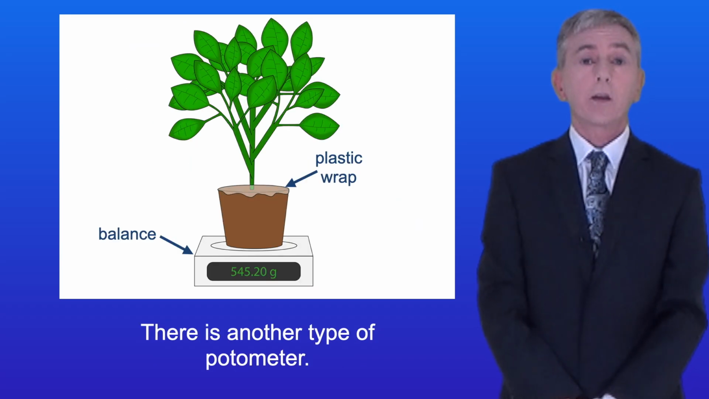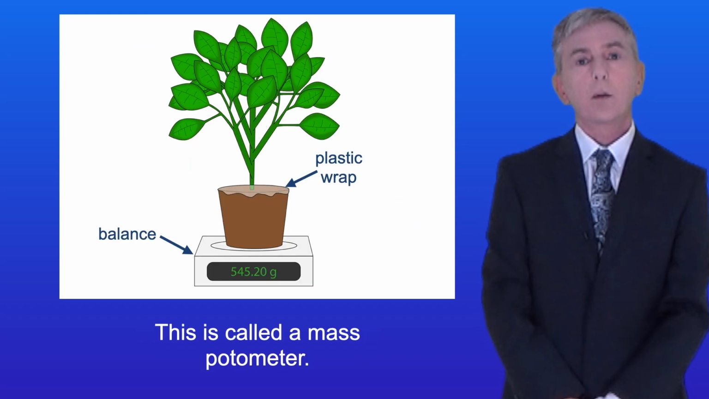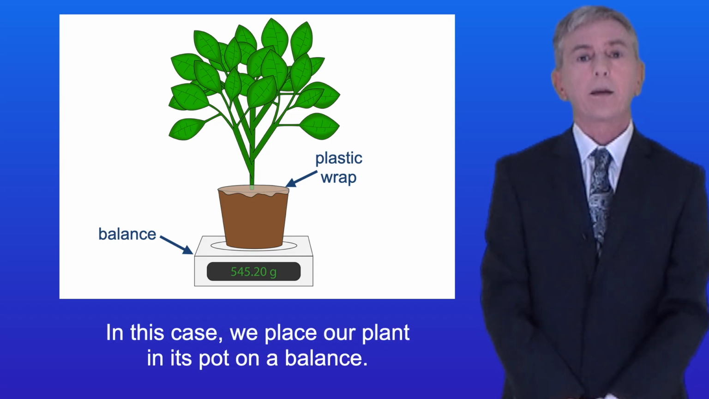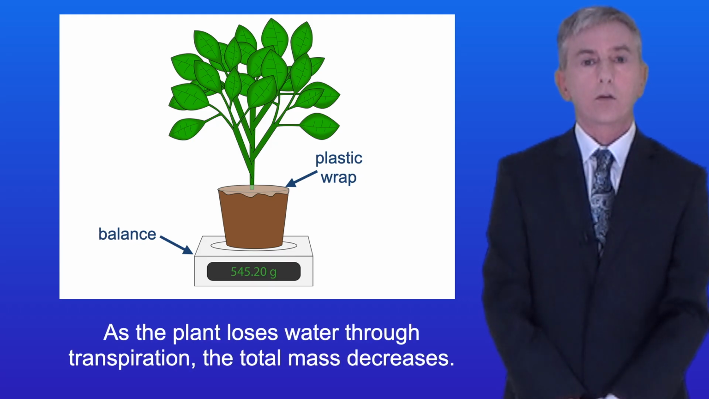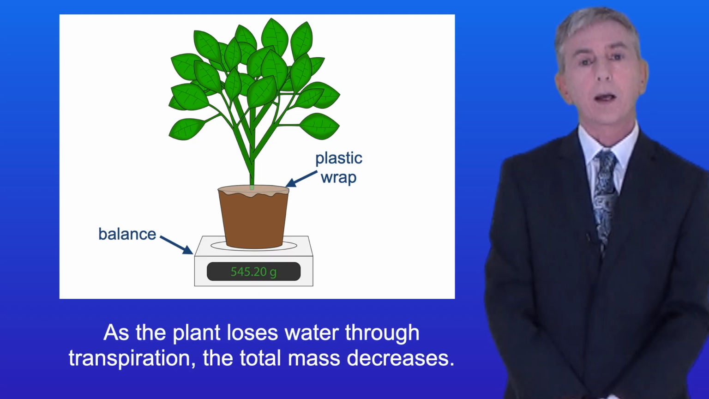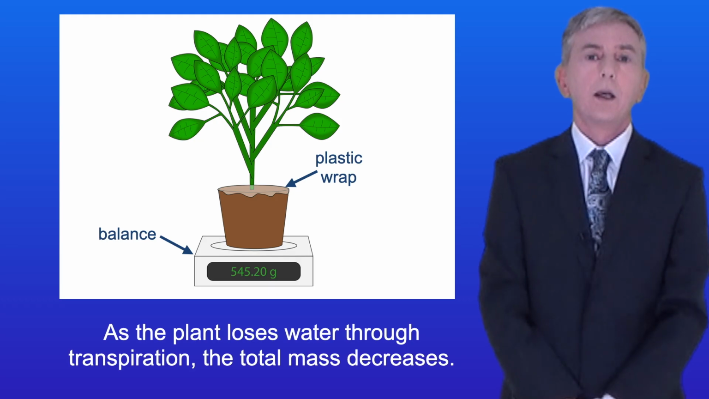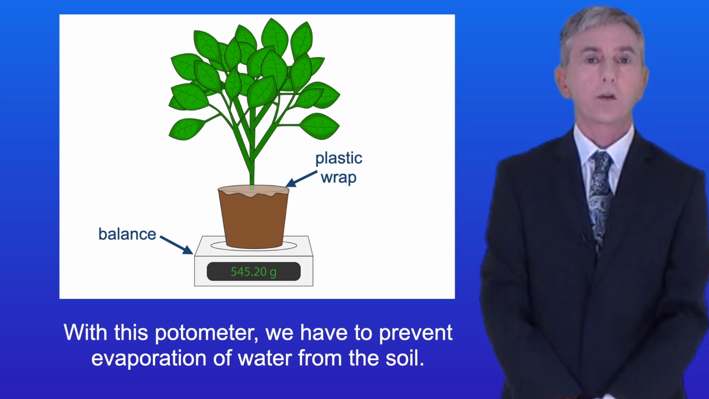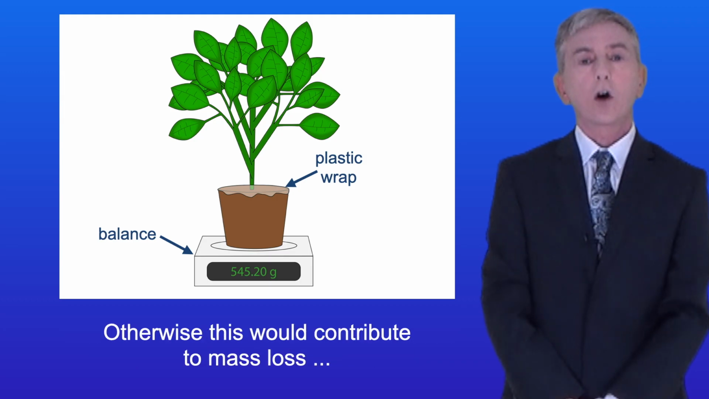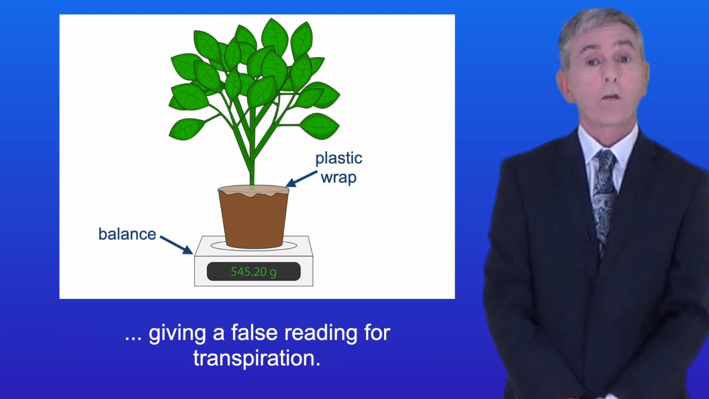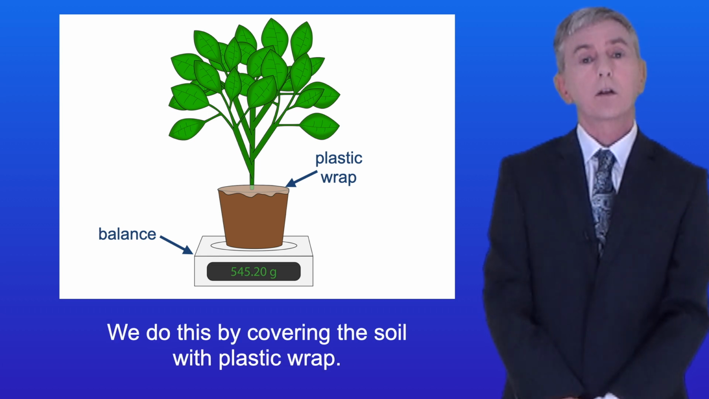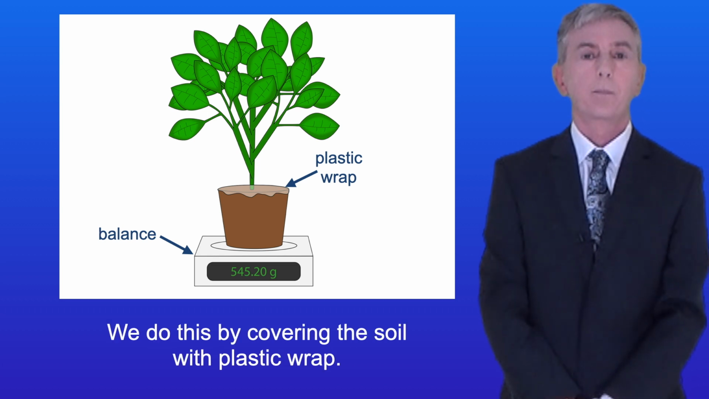Okay, now there is another type of potometer. This is called a mass potometer. In this case, we place our plant in its pot on a balance. As the plant loses water through transpiration, the total mass decreases. Now with this potometer, we have to prevent evaporation of water from the soil. Otherwise, this would contribute to mass loss, giving a false reading for transpiration. And we do this by covering the soil with plastic wrap.